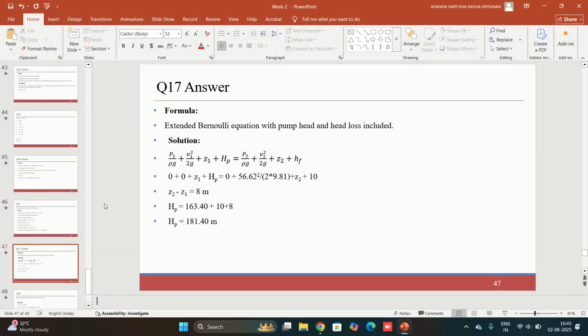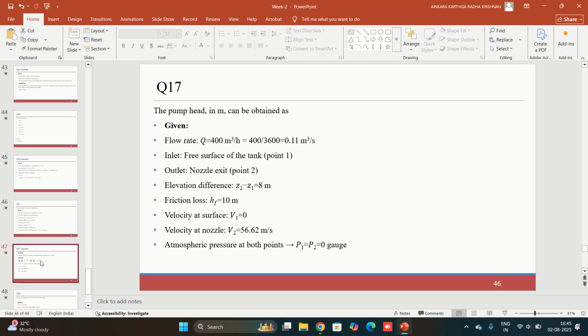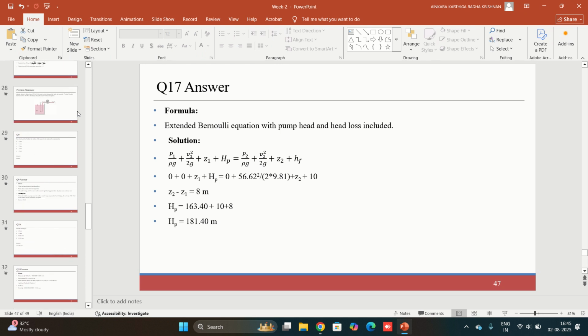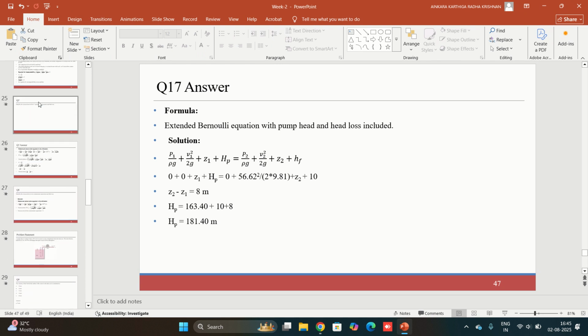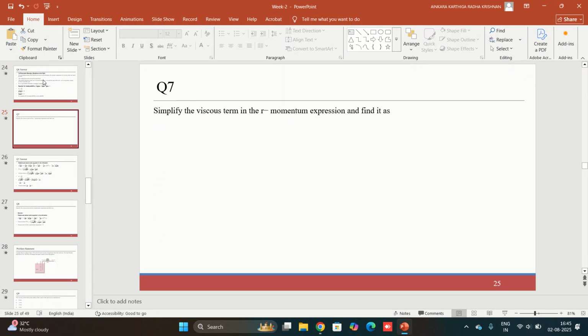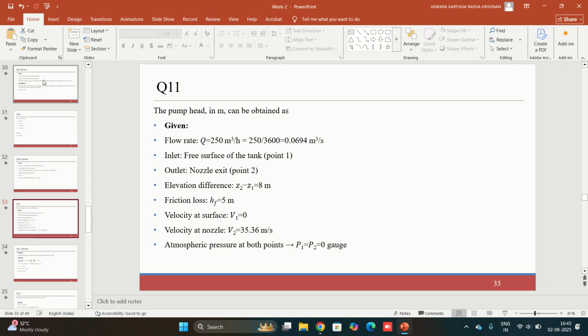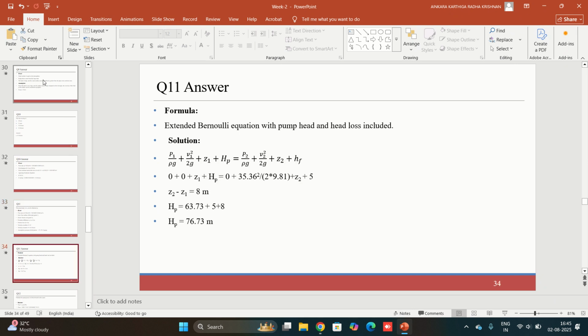Question 17 and similar problem, the pump head calculation where we applied the Bernoulli equation, right? This question 17 and also similar question which we did in here. This one, I have a small doubt. Question 11 and question 17. I'll just verify it once again, and while uploading the PPT, I'll upload the correct one. Apart from that, if you have any doubts, you can ask now.